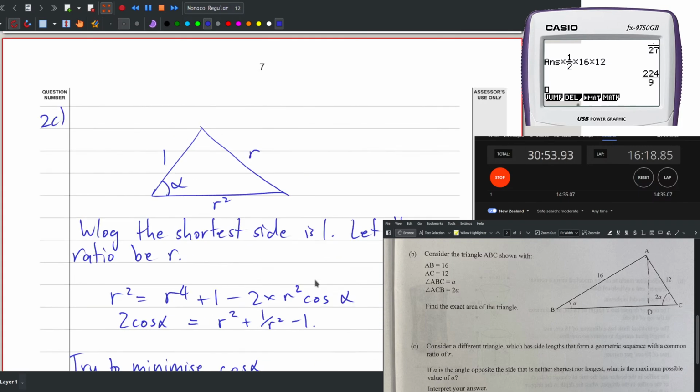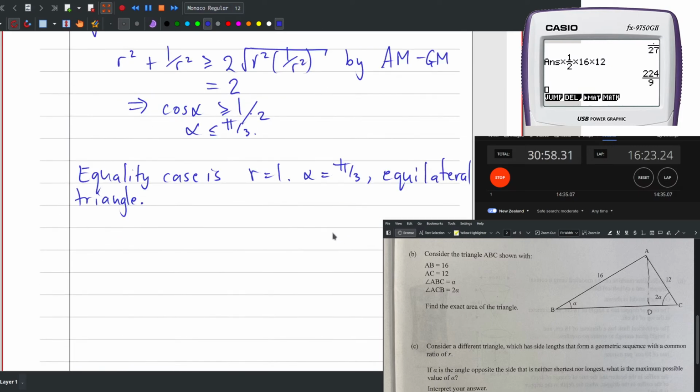I guess that makes sense though, because if you have a 1, r squared triangle, then that angle is going to be real small. So yeah, I guess that makes sense. So it's equilateral.